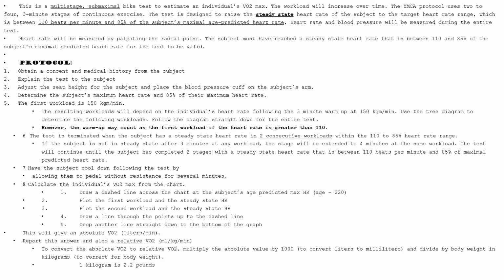Here is the protocol. Here's a couple tricky things. You would warm the person up for 3 minutes at 150 kilogram meters per minute. Depending on what the heart rate is after that warm-up will dictate where we go with our workloads, and I will show you that in just a second. Look at this bulleted point here. If during the warm-up their heart rate is greater than 110, then that warm-up is considered the first stage. If not, you would do another 3 minutes at a workload of 150 to see if the heart rate increases. Point number 6 tells you how to find steady states. And number 8, I will show you on the graph how to do as well.